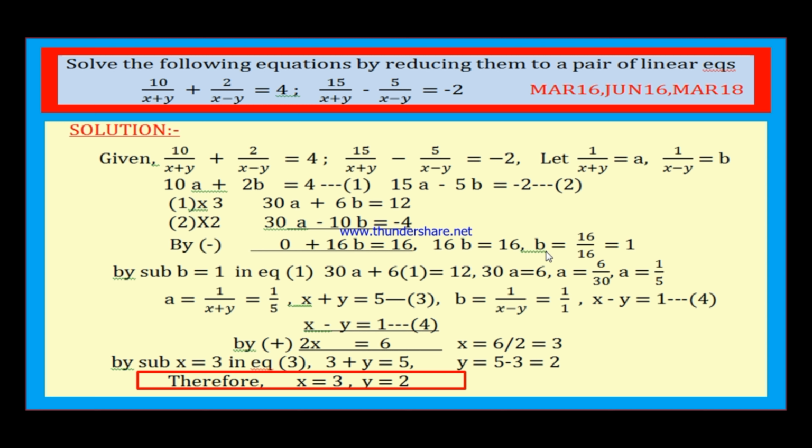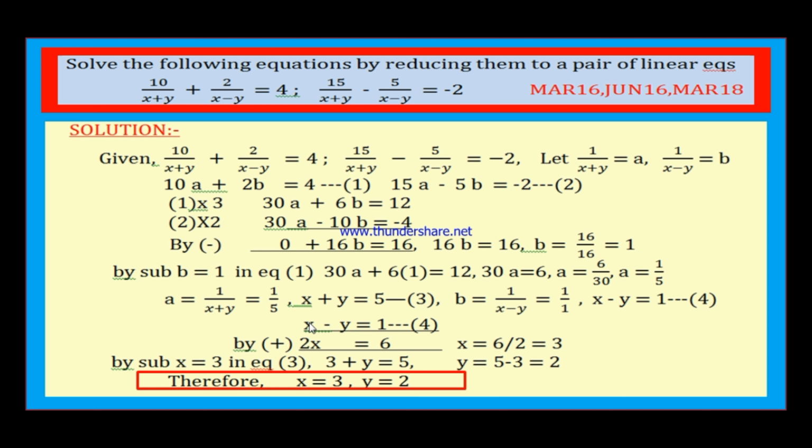Now go for b value. b is equal to 1. Actually what is b? b is 1 by x minus y. 1 by x minus y is equal to 1 means 1 by 1, and x minus y is equal to 1 is the fourth equation. Now let us write the fourth equation under the third equation. x plus y is equal to 5 is the third equation, and x minus y is equal to 1 is the fourth equation, and let us add them in order to cancel y terms.